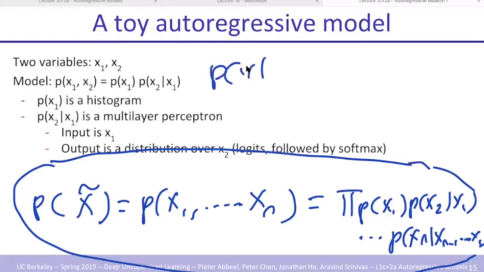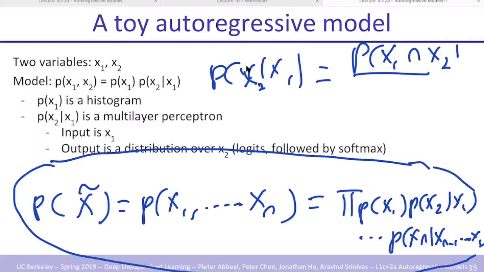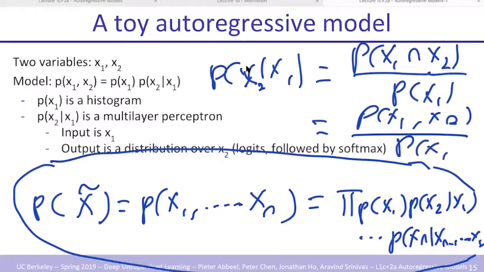Let's say x2 given x1 equals the probability of x1 intersection x2 over P of x1. Or in the slides, they will use a comma here to represent a joint distribution rather than an intersection. If you just rearrange this, you can get back your autoregressive structure. Similarly, if we take the x2 here to be the rest, you can easily derive the entire autoregressive model. So from the definition of conditional probability, we easily get to this autoregressive formulation.